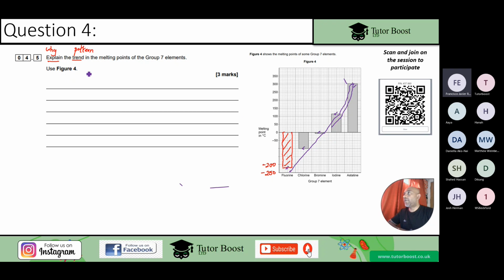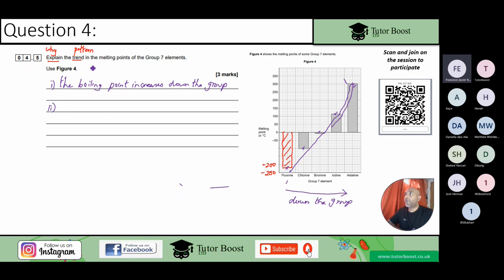So your first point should be explain the trend. So you can either say why, or you can actually say what the trend is and then give a reason. So I'll start off with the trend. The melting point increases down the group. So fluorine is your first element in group 7, and then your second, third, fourth, and fifth. So this is down the group.